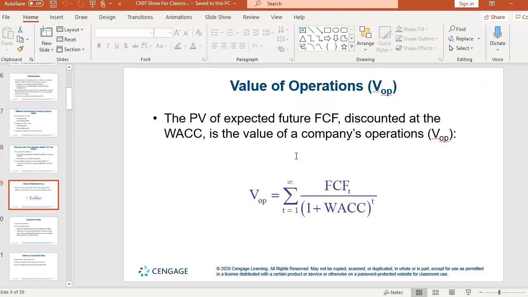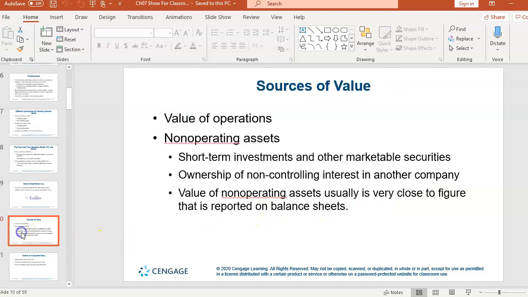So this is the formula for the value of operations. Now it looks kind of crazy, but I promise you it's not that bad. We'll break this down into what this all means. VOP is simply value of operations. The symbol that looks like the letter E is called sigma. That's the summation symbol. And we have the sideways 8 at the top, which is the infinity symbol. So what we're saying is the future cash flows at time t divided by 1 plus the WACC to the power of t equals my value of operations. Okay, so that's how the formula works.